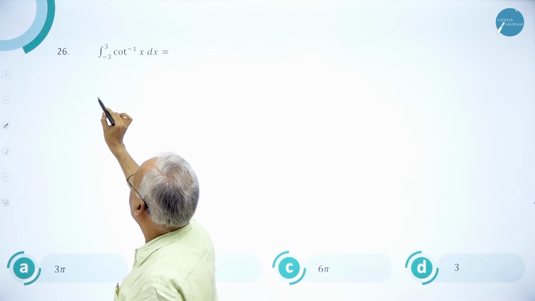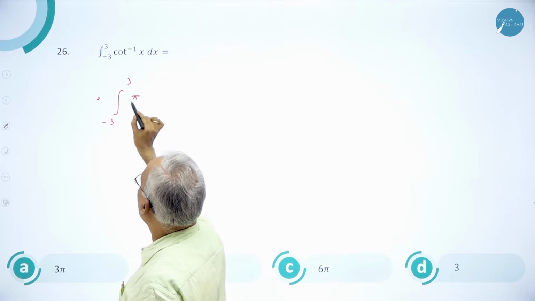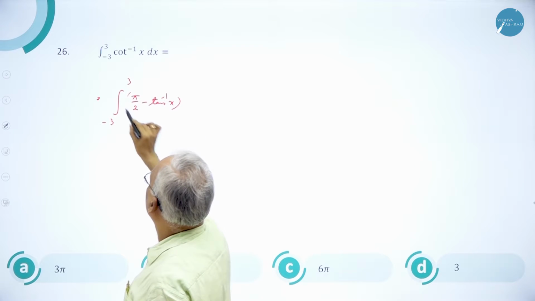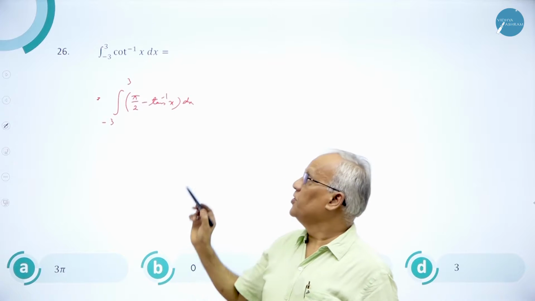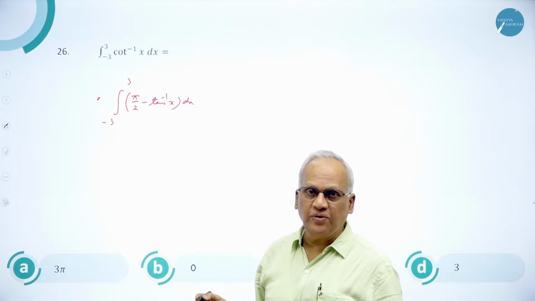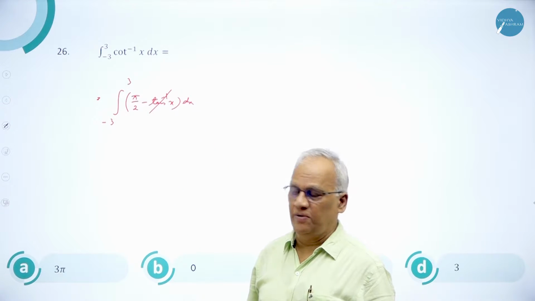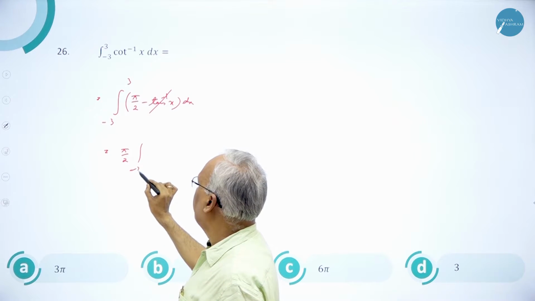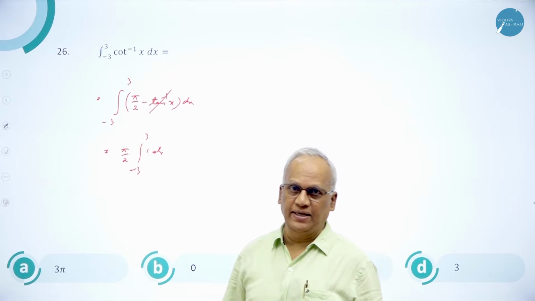But what I do now, I write it as minus 3 to plus 3, pi by 2 minus tan inverse x. You know that tan inverse x plus cot inverse x equal to pi by 2. So using that, you get cot inverse x equal to pi by 2 minus tan inverse x. You know that from minus a to plus a, any odd function integral is 0. Therefore, this is equal to just pi by 2 into integral minus 3 to plus 3, 1 dx. I have taken pi by 2 outside the integral sign.